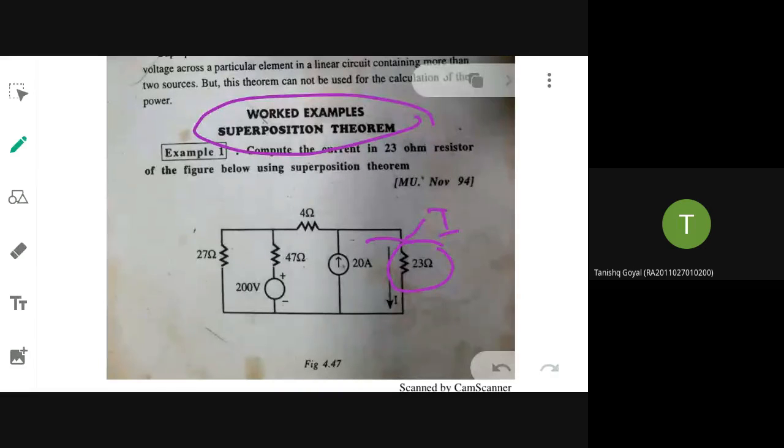Voltage and current source. Voltage source is there, current source is there. So two sources are there. So by the superposition theorem, I want to find out the current through this 23 ohm resistor.